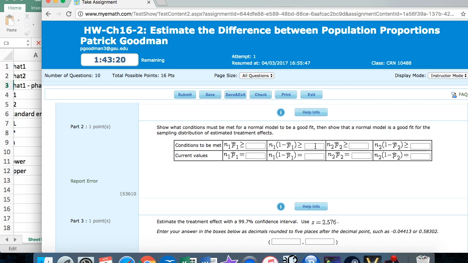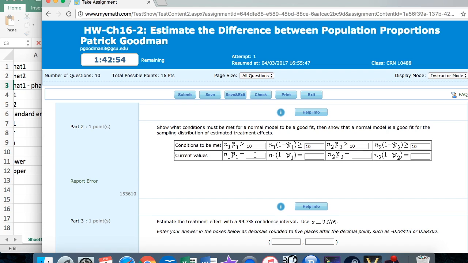So this is just one of those problems where you have to check that the conditions are met. This has to be at least 10, this has to be at least 10, this has to be at least 10, and this has to be at least 10, right? Because that's kind of the central limit theorem thing, but for proportions. They all have to be at least 10.